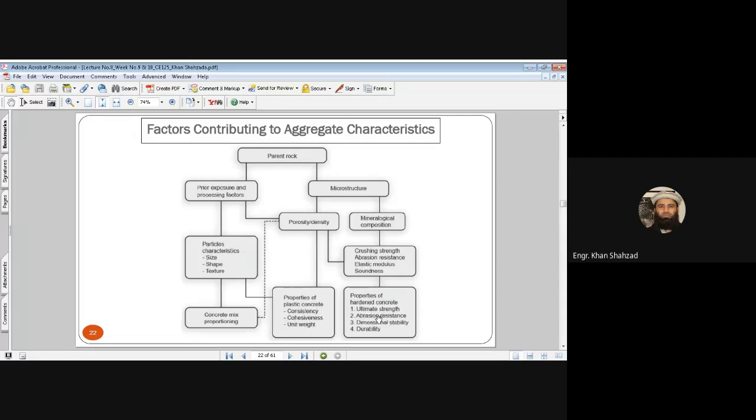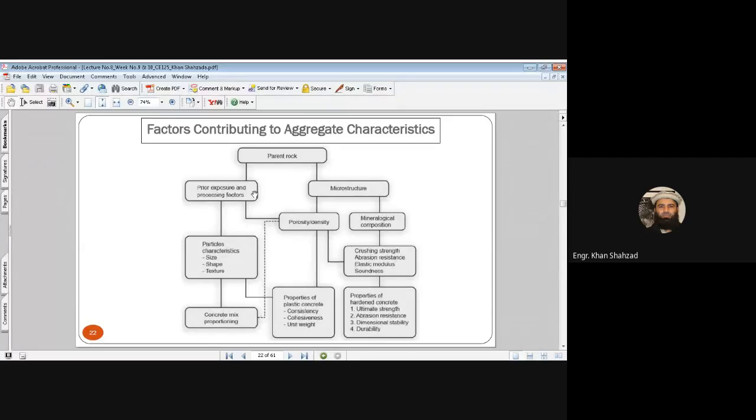The abrasion resistance: if you have high strength aggregates, then it will have high abrasion resistance. Similarly, dimensional stability: there will be no shrinkage, there will be no volumetric changes in the concrete when you have good quality aggregates. Durability: the durability of the concrete will be very high if you have used good quality aggregates.